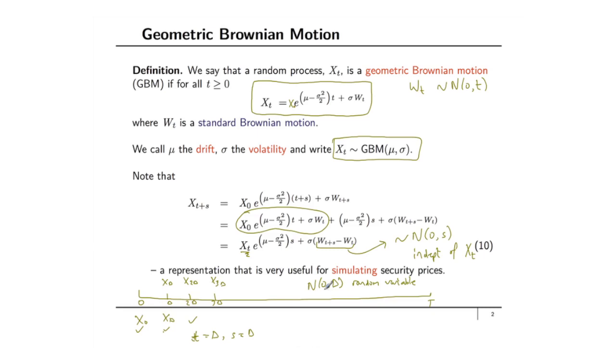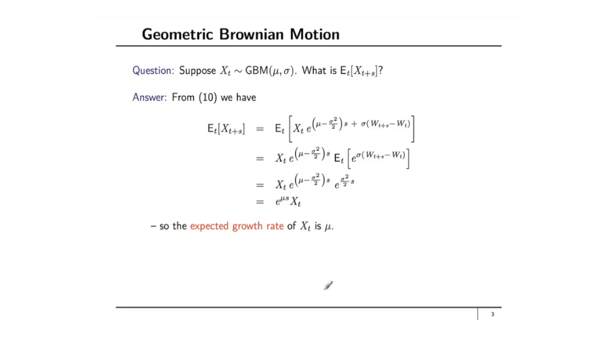We may return to this again later in the course. Here's the question. Suppose X_t is a geometric Brownian motion with parameters mu and sigma. What is the expected value of X_{t+s} given little t? From equation 10 on the previous slide, we know that X_{t+s} is equal to X_t times the exponential of this term here.